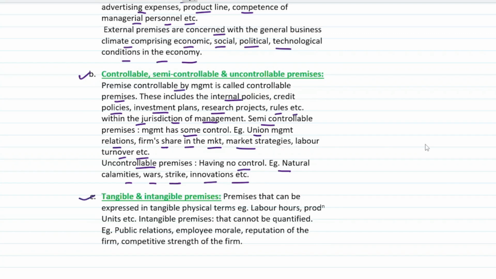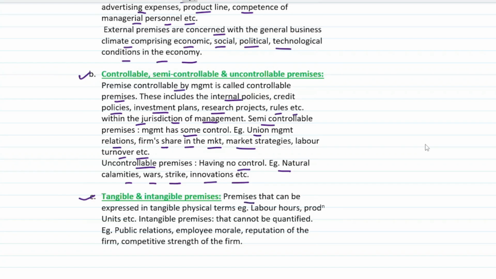Finally, we talk about tangible and intangible premises. Tangible means what? Which is physical, which can be touched, which can be felt, and can be seen by nature. But intangible is something which cannot be felt or touched. For example, goodwill, etc. is more of an intangible premise, right?